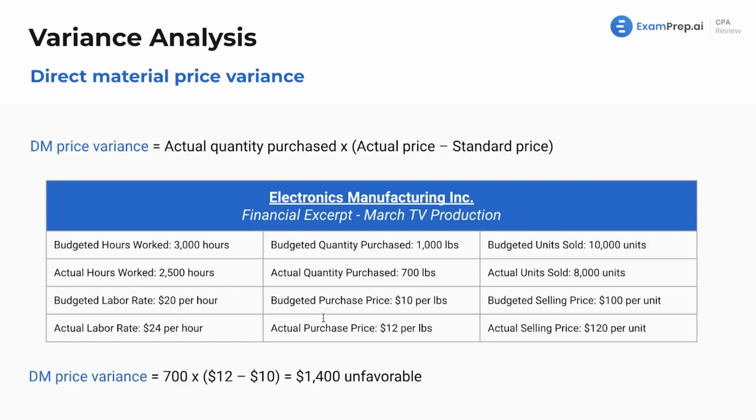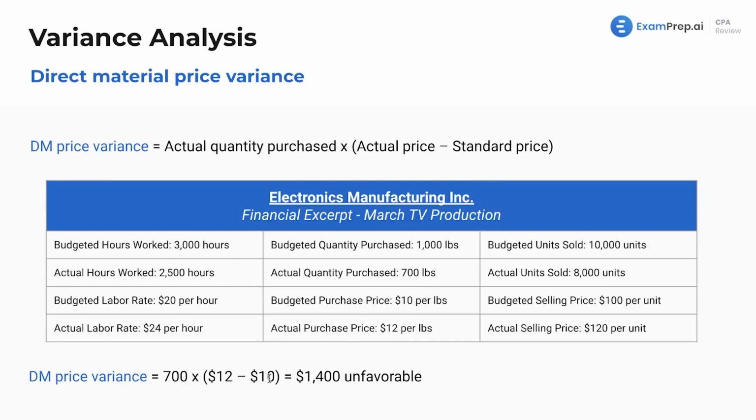Don't worry, trust the system, right? Trust the system. The system is going to have these formulas and you just look for what you need. Actual quantity purchased is 700 pounds. We plug that in there. Actual price, have this memorized, which is great. Actual price. We look through, okay, actual purchase price, because think about what this is. It's not the actual selling price. This is the price you purchased materials for. Actual purchase price is $12 per pound. We plug that in. And then standard price, conveniently placed above at $10.